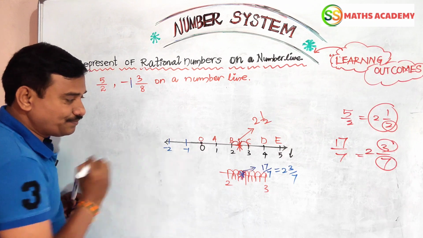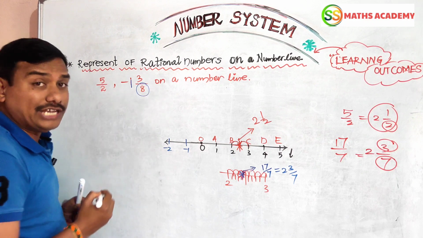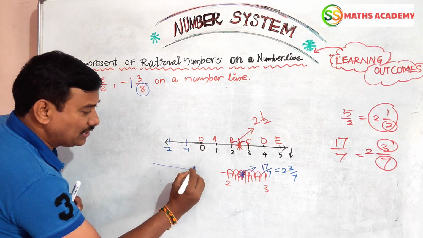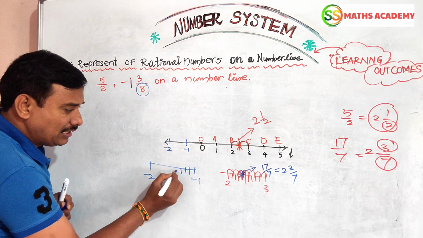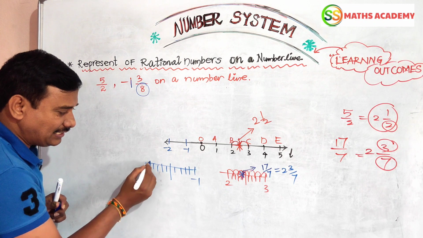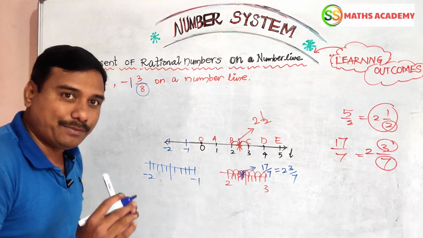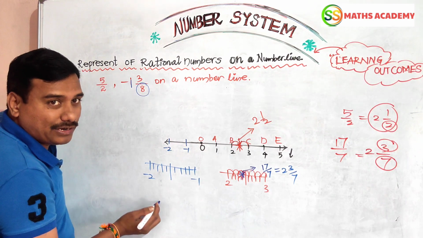This is minus 2. Okay? After minus 1, the length will be divided into 8 equal parts. Suppose this is minus 1, this is minus 2. In the middle, 1, 2, 3, 4, 5, 6, 7, 8, 9, 10, total 10 millimeters are there. This total value will be divided into 8 equal parts.